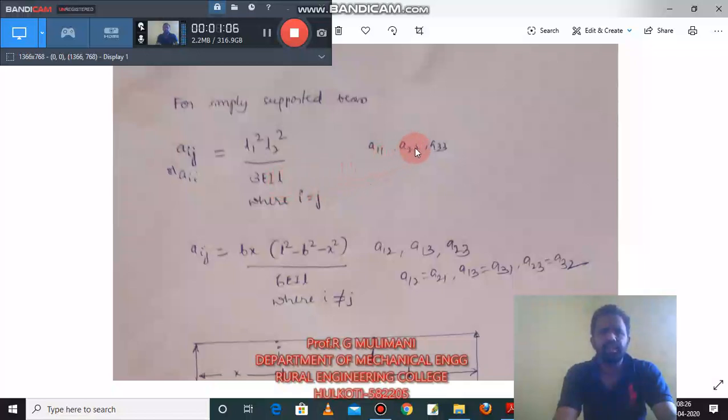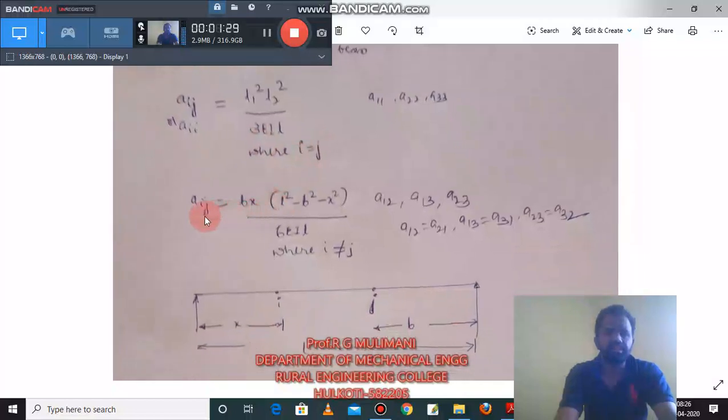Similarly, to find A22, the position of the mass 2 with respect to the left support, that is L1, and the position of the mass 2 with respect to the right support, that is L2, and E is the Young's modulus, I is the moment of inertia, and L is the total length. Okay, this expression we are using to find A11, A22, A33, that is where i is equal to j.